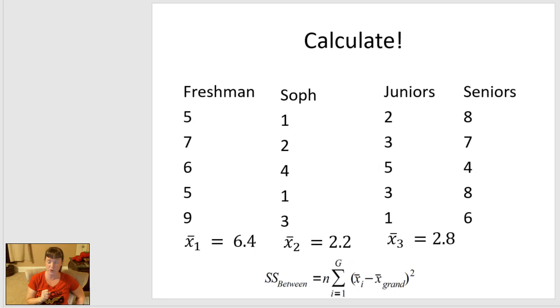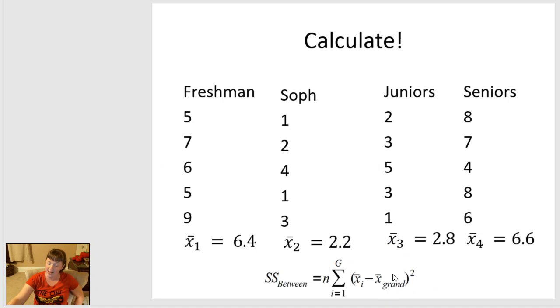So my average for my second group, sophomores, is 2.2. And then for my third group, when I take 2 plus 3 plus 5 plus 3 plus 1, I get 14. 14 divided by 5 is 2.8. So the average for my third group is 2.8. And for my last and final fourth group, when I take 8 plus 7 plus 4 plus 8 plus 6, I get 33. 33 divided by 5 is 6.6. And so now I have all of my X bar sub i's, all of my individual group averages.